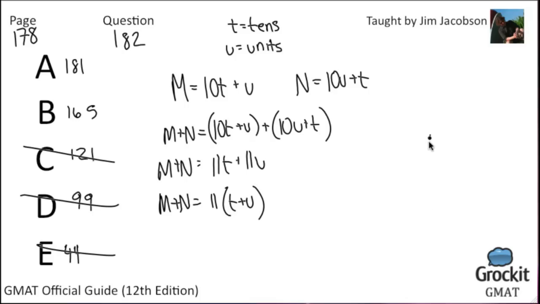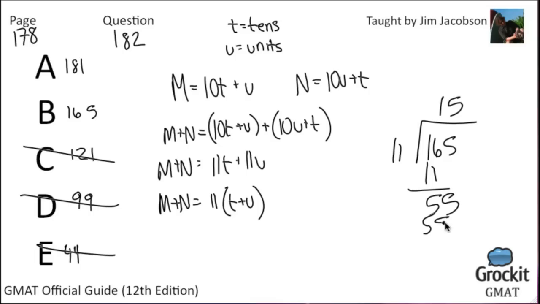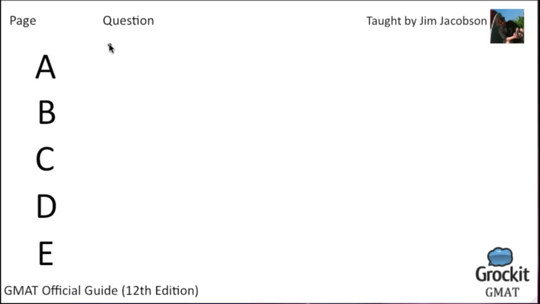Let's just pick one. We'll do 165 divided by 11. Maybe you could have done that in your head. I'm not that smart. So 5 times 11 is 55. Okay, so this one is a multiple of 11, leaving only answer choice A, 181, as being not a multiple of 11, and therefore not a possible sum of m plus n. Okay.